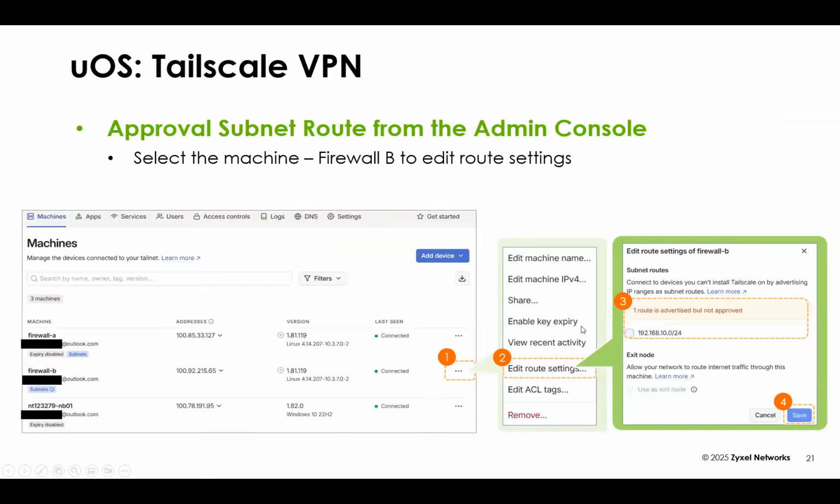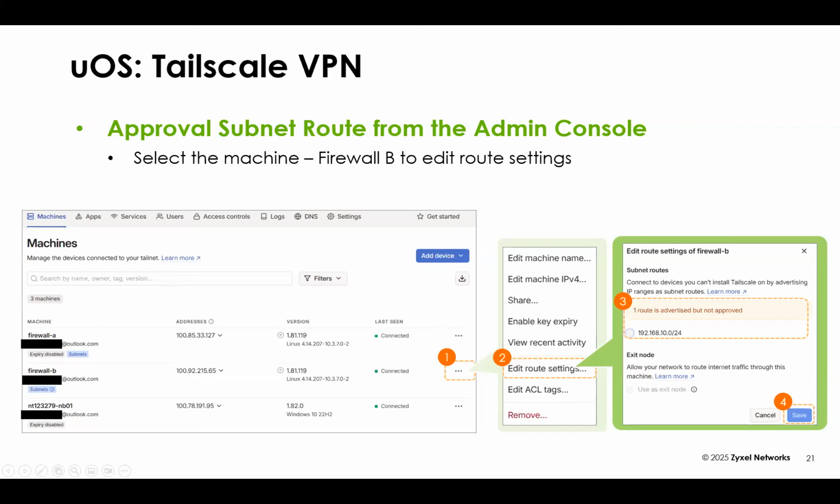Once this is done, we go back to our admin dashboard, we look at Firewall B, edit the route, and approve that particular route. Now you'll see we also have Firewall A and Firewall B as a name. You'll see here you can edit the machine name. So if you're wondering where the name came from, when you click on the settings, you can set up the actual machine name, and you can have that machine named whatever you want in this section here.